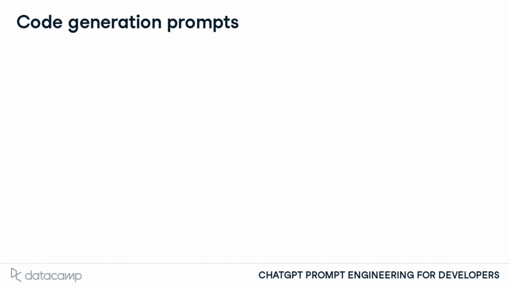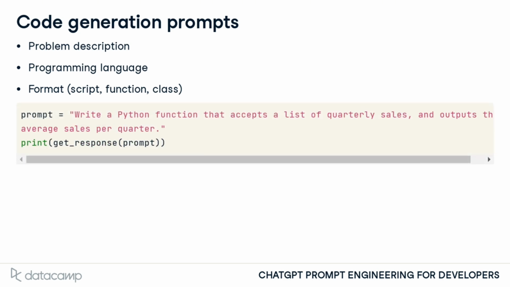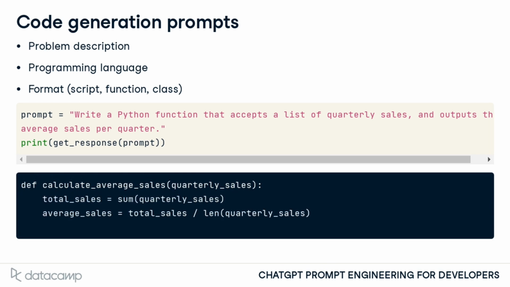To generate code, the prompt should include the problem description, target programming language, and desired format such as script, function, or class. For example, asking for a Python function to calculate average sales per quarter, the model generates a function named calculateAverageSales that takes a quarterly sales list, sums the elements, divides by the list length, and returns the average.